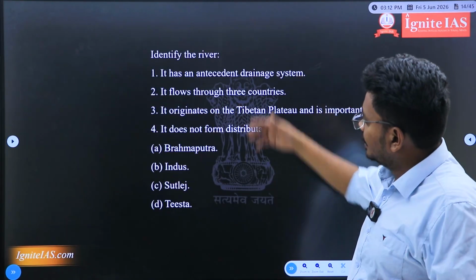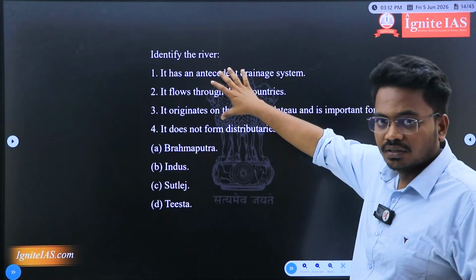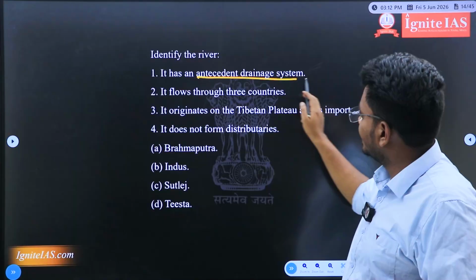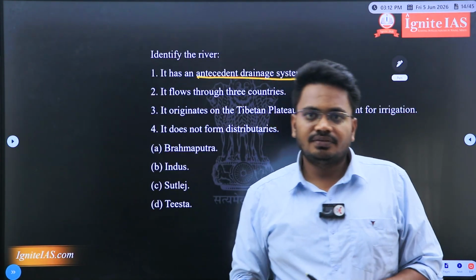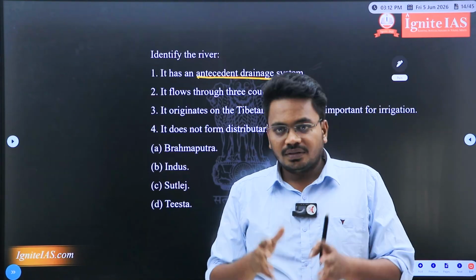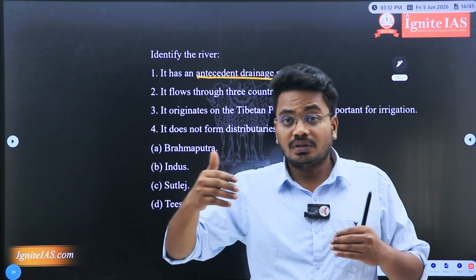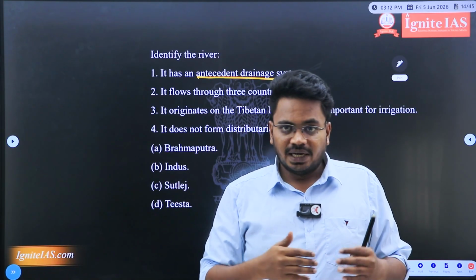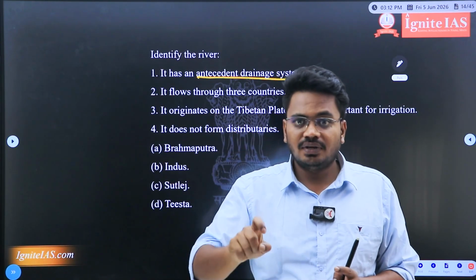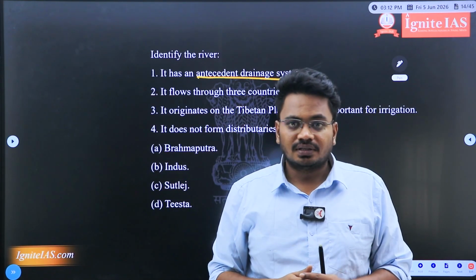We need to read the statements given here and see which river fits this description. Statement 1: it has an antecedent drainage system. What is meant by antecedent drainage system? If you consider India, before the convergence of the Indian plate with the Eurasian plate, during that point also there was a river, and after the formation of the Himalayan mountains also, these kinds of rivers were there, right?